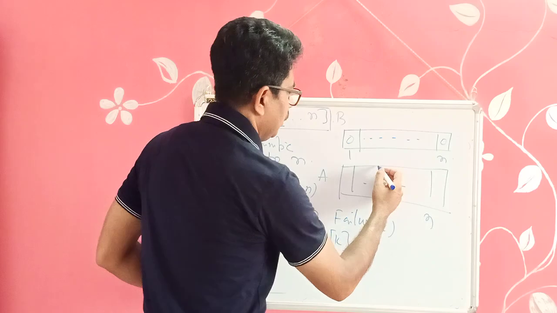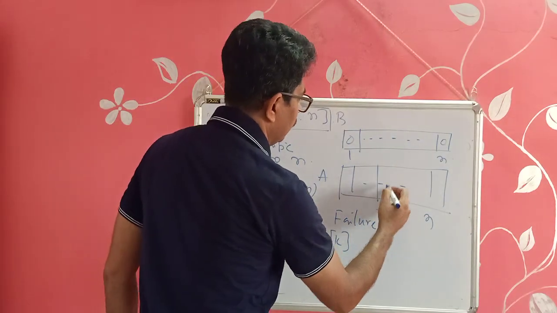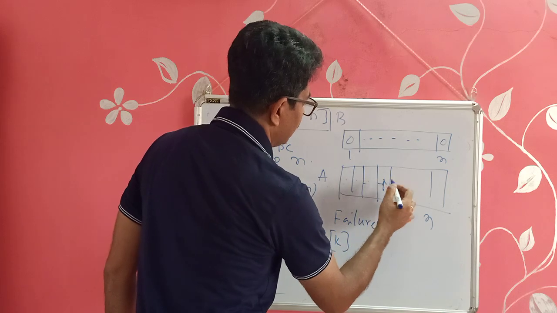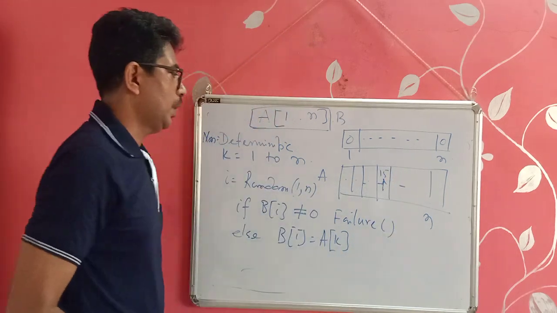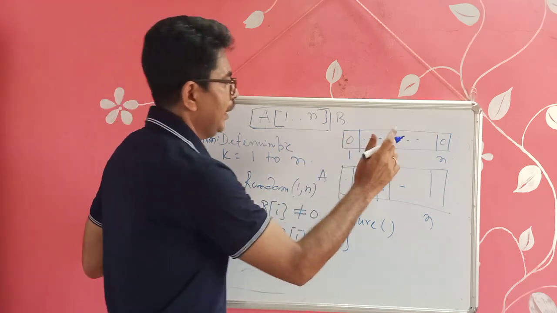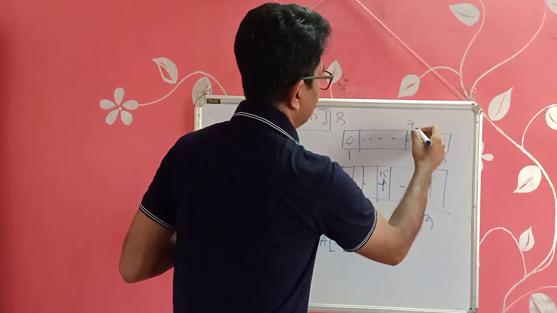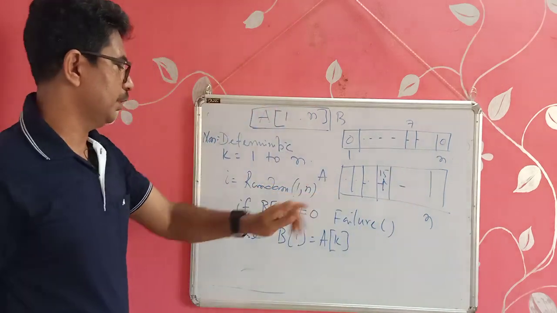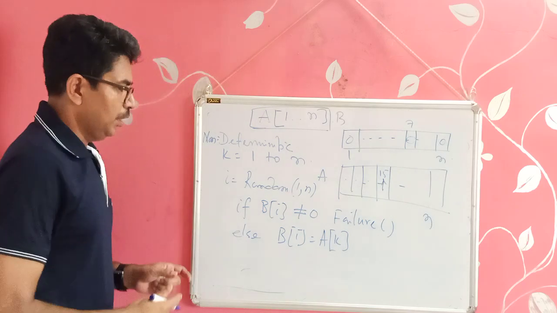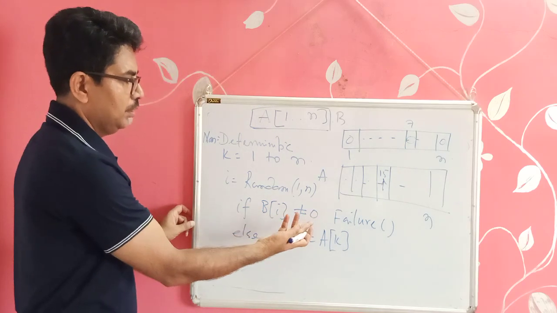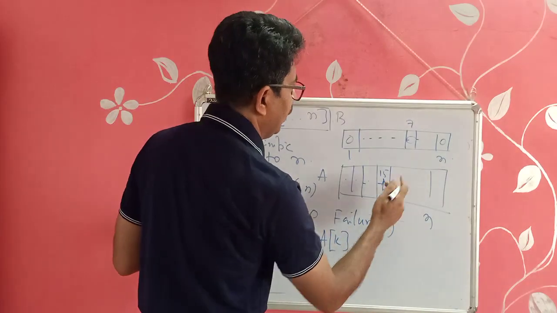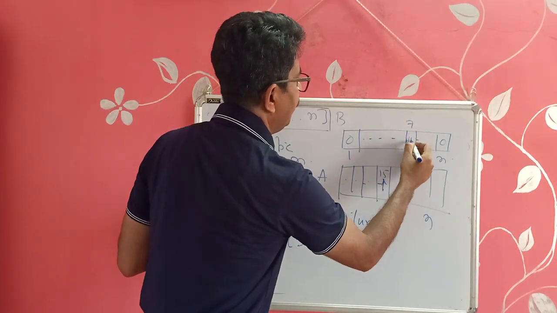Suppose k is equal to 4, and this value a4 is 15. And i is randomly selected, let this index be 7. Initially all these values are 0. Therefore b7 is equal to 0, so not a failure. So b7 will be equal to a4, that is, this value is 15 now.